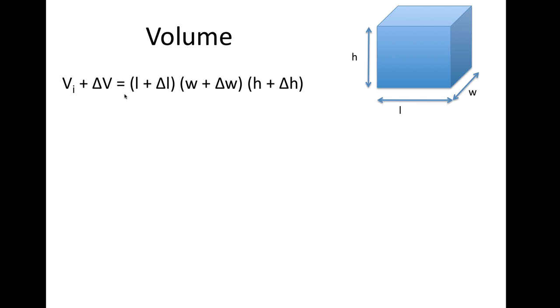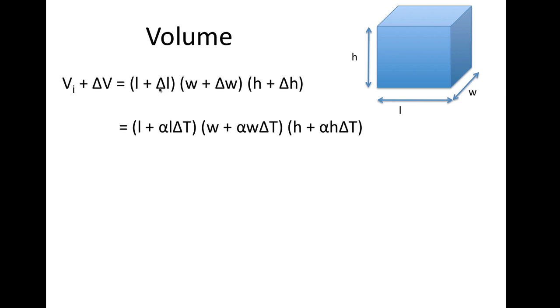So the final volume as we heat this rectangular prism is going to be given by the initial volume plus the change in volume. So this term here shows the final volume, and the final volume is equal to the final length, the length plus the change in length, times the final width, the width plus the change in width, times the final height, the height plus the change in height.